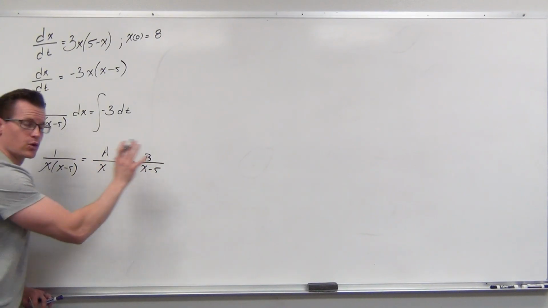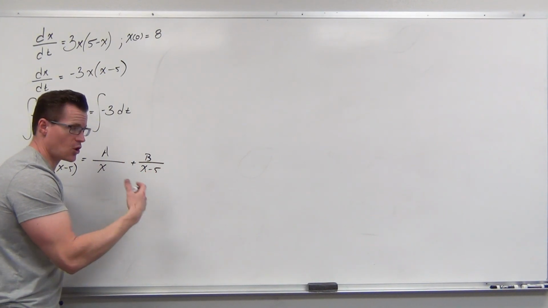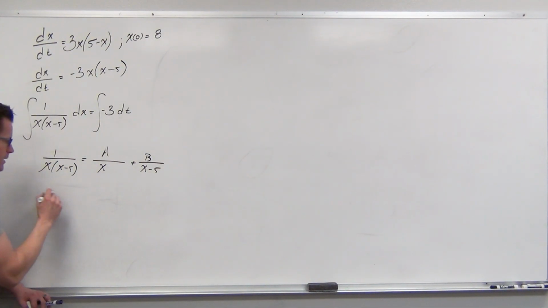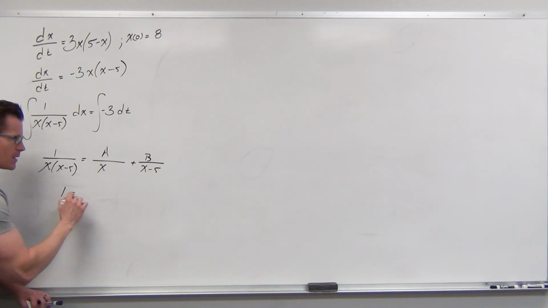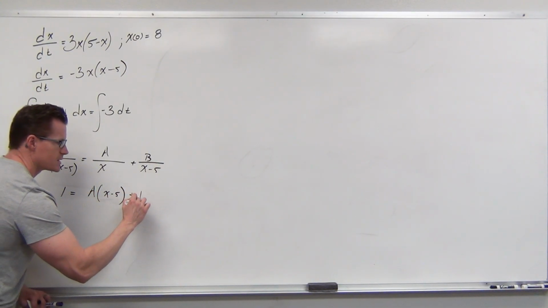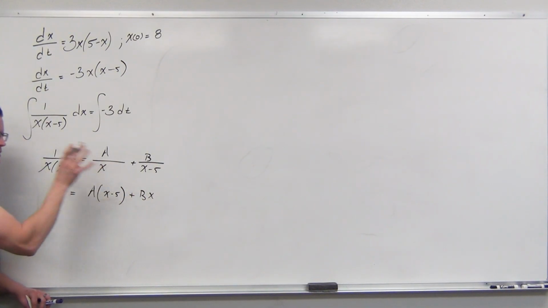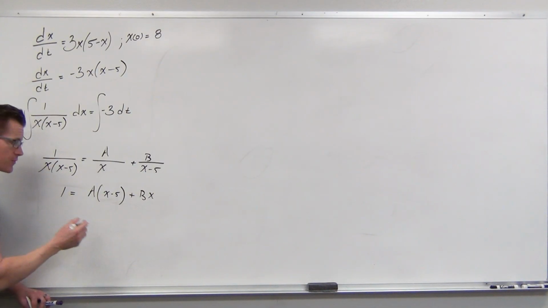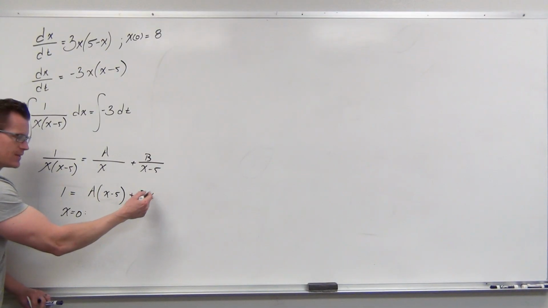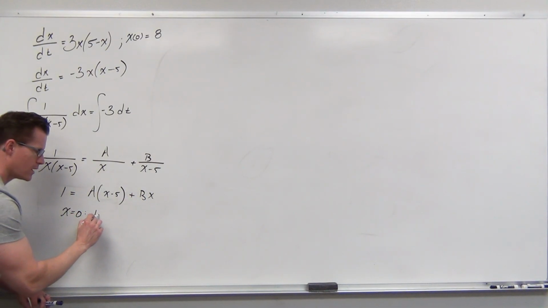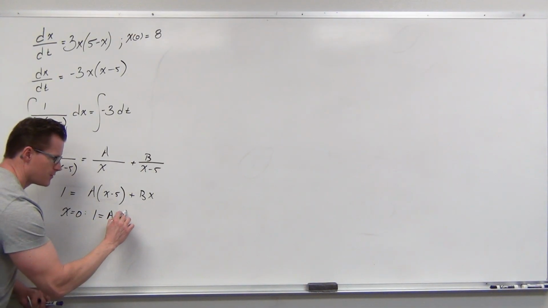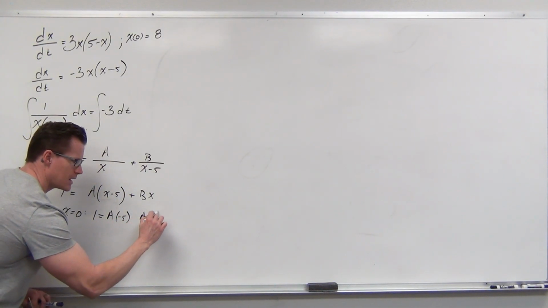We know that in order to do partial fraction decomposition, all we're really doing is finding a common denominator and setting our numerators equal. So if we were to find a common denominator, it would be a times x minus 5, and it would be b times x, and that would have to equal the numerator of 1. Then we also further understand that we can plug in some numbers like 0, and if x is 0, then 1 would equal a times negative 5. And a would equal negative 1/5.